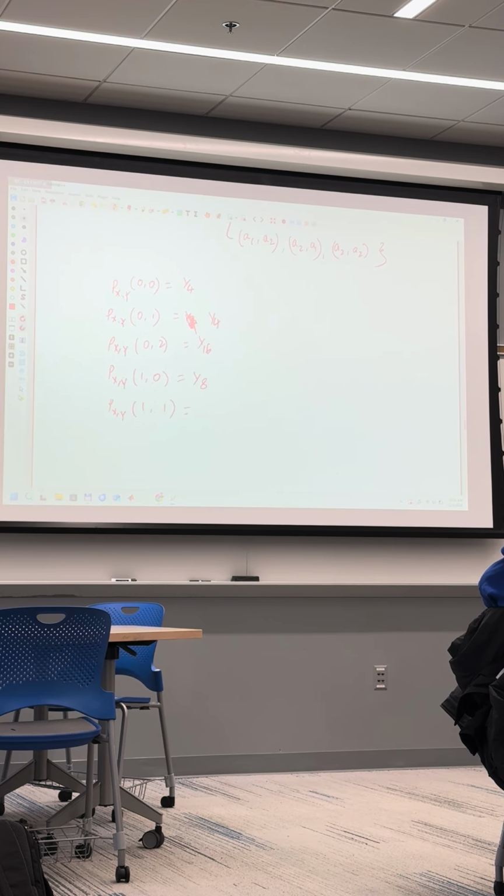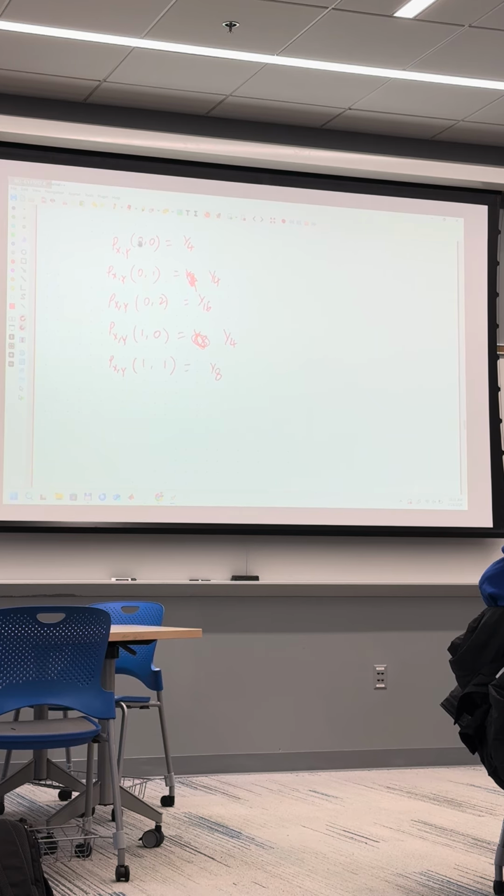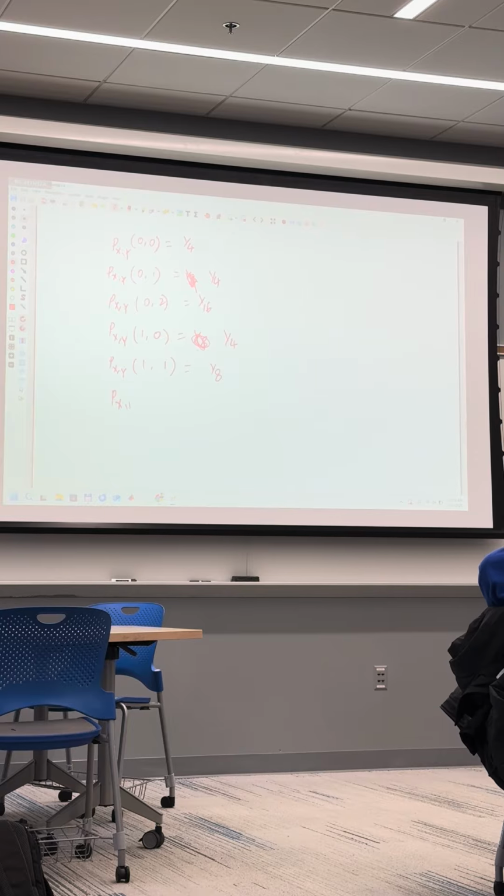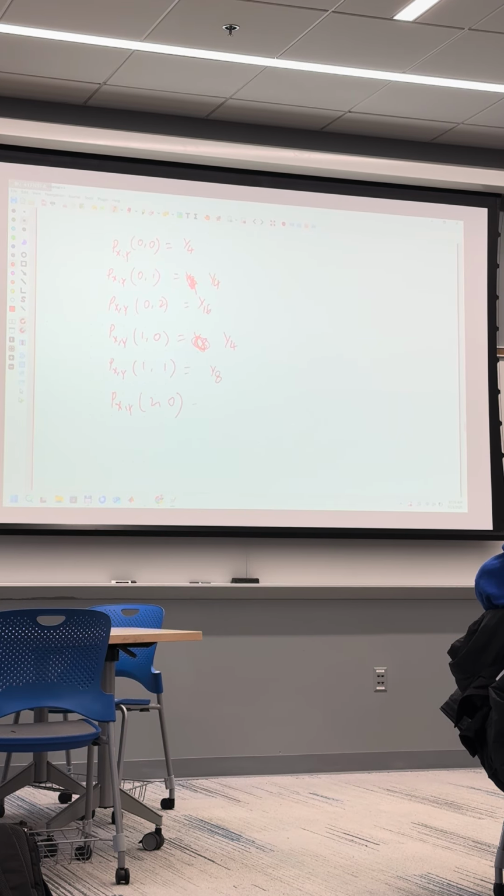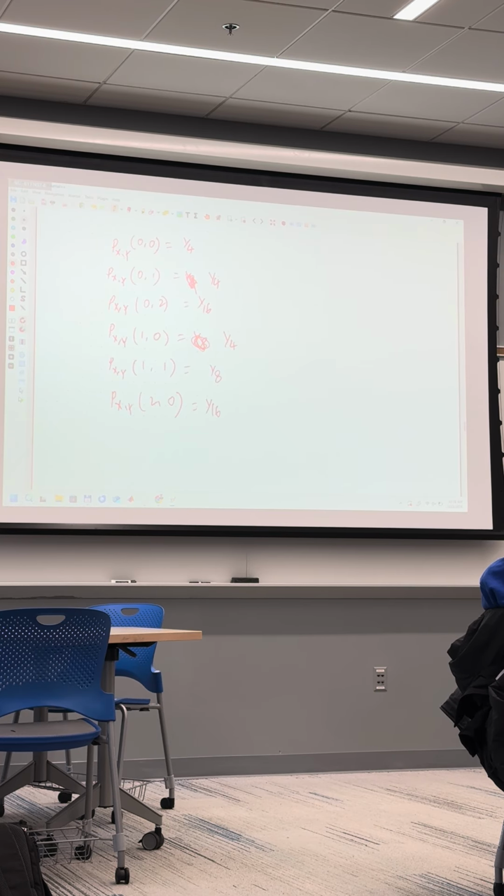And 1, 0 is also 1/4. 1, 1 is 1/8. What else? We're missing a 2, 0. Yes, that 2, 0 is going to be 1/16 as well. Can we add them up, please? Yeah, it's 1. So in short, you can write it like that. So this is the joint PMF. When I ask you to write the joint PMF, this is what you write.